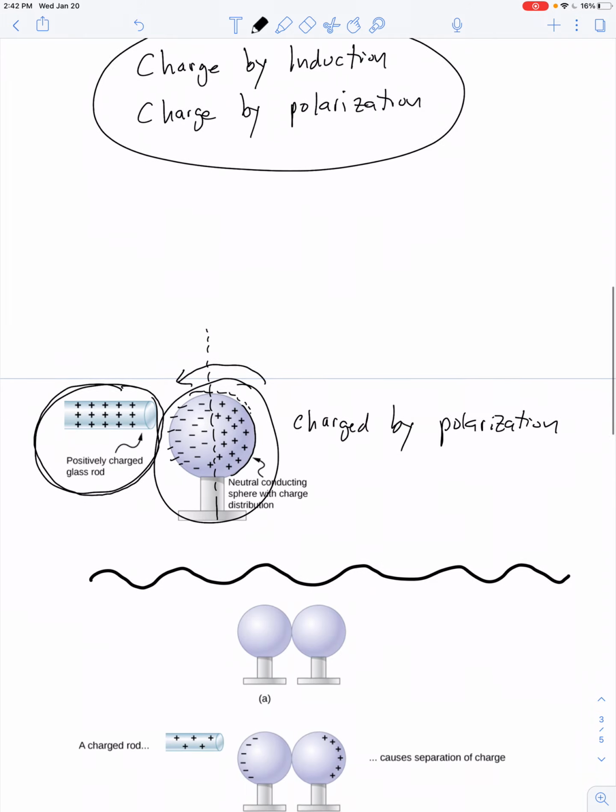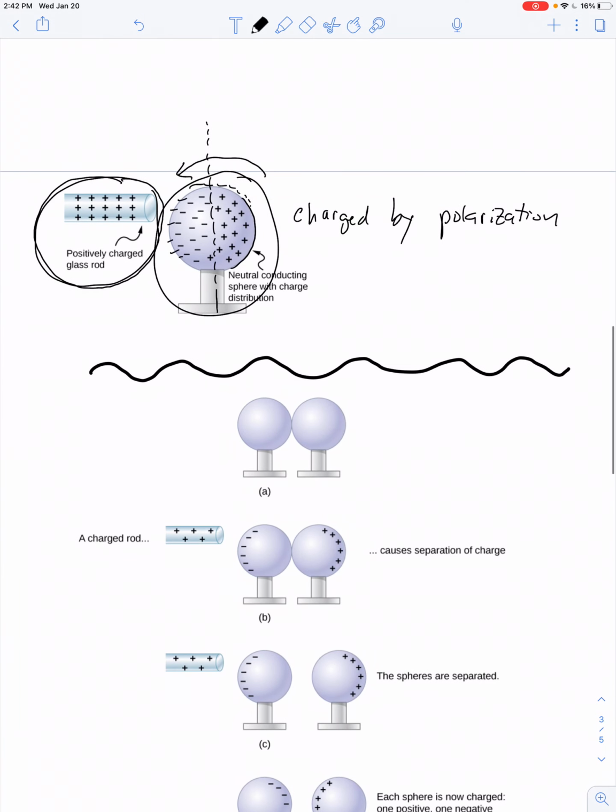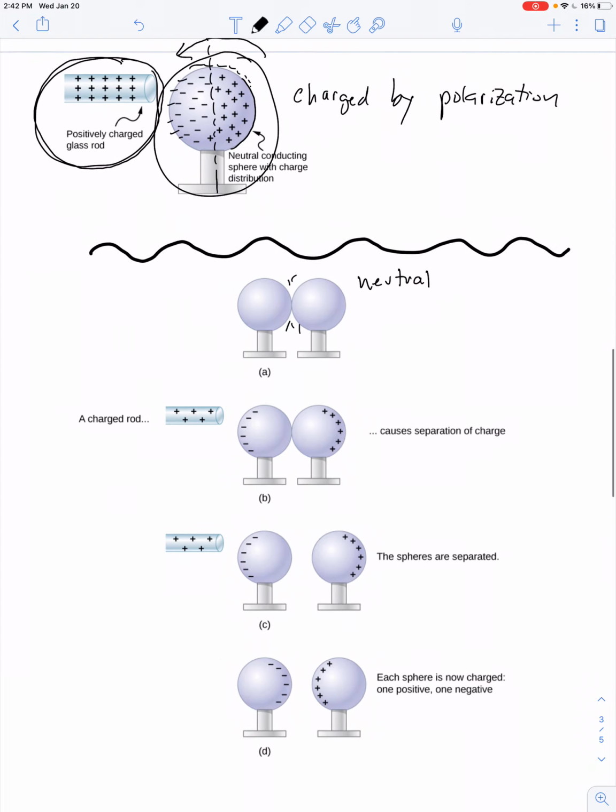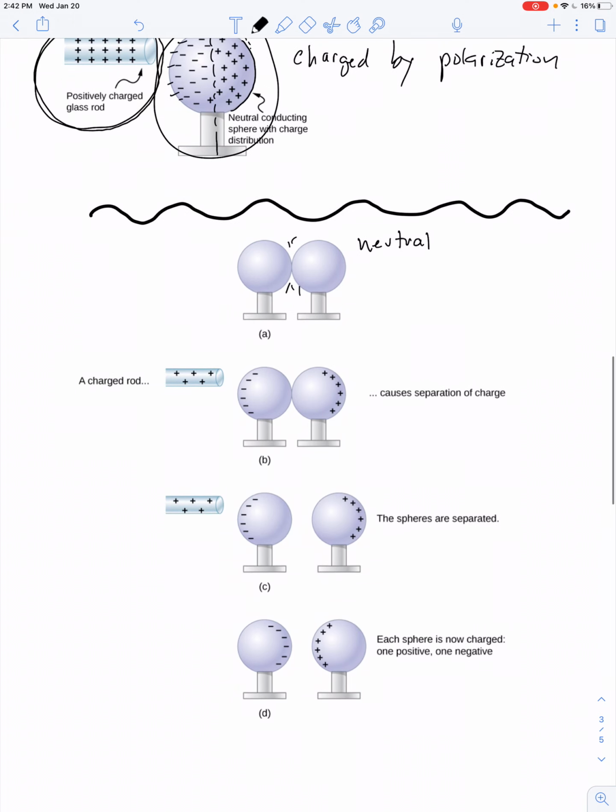So what we can do is put two metal spheres together. They're both originally neutral, but they're touching each other. They're in contact here. And we can charge that whole system by polarization. The free electrons will go across the outer surface and accumulate on the left sphere, leaving the right sphere positively charged, as indicated in this second diagram.